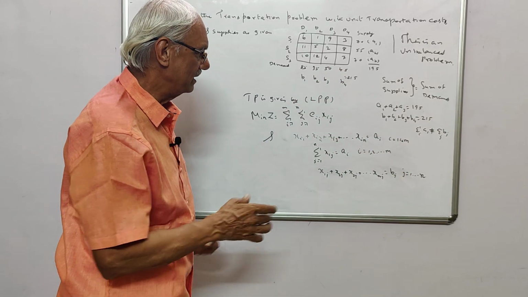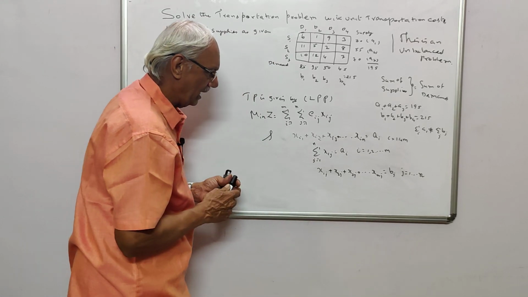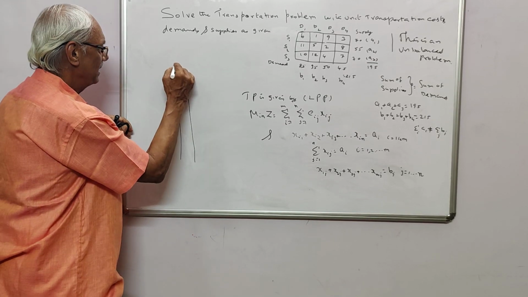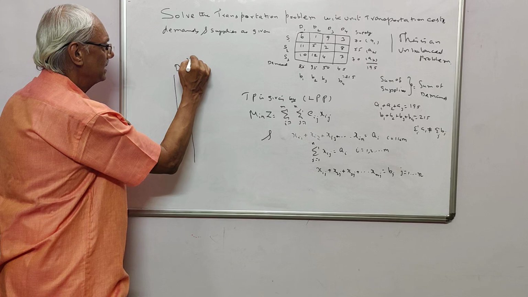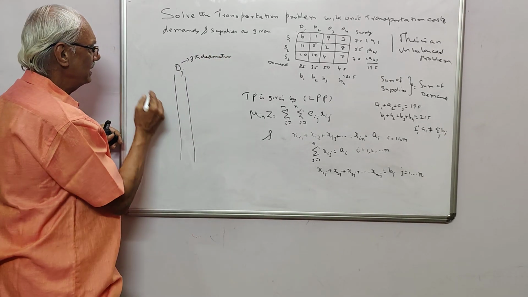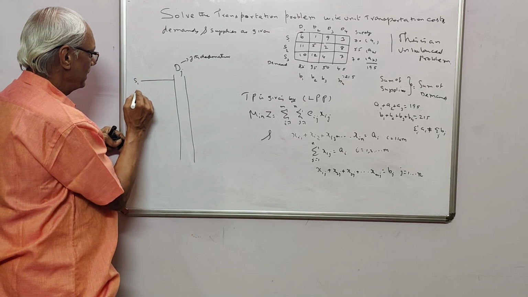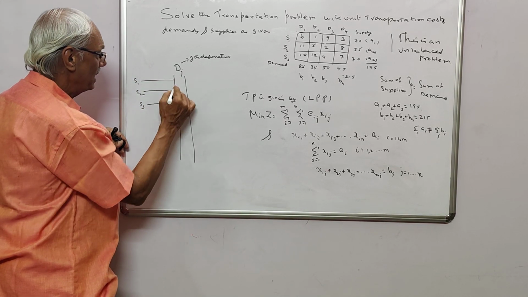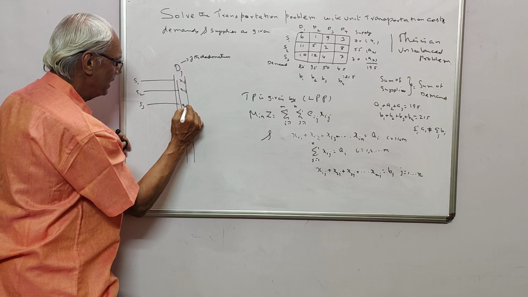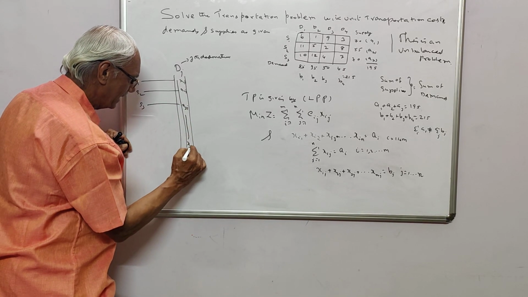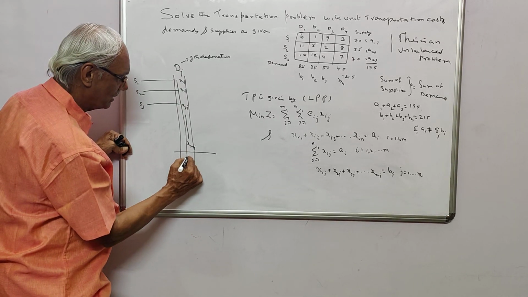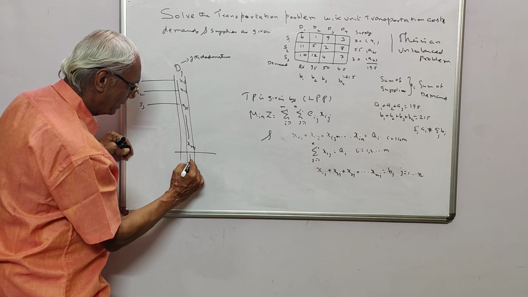I will repeat this. See, there is a jth destination like this. And you see that here S1 can supply, S2 can supply, S3 can supply. That means X1j, X2j, X3j, like that it can go up to the m sources. They can supply in any way, but the demand that you have got here is Bj.